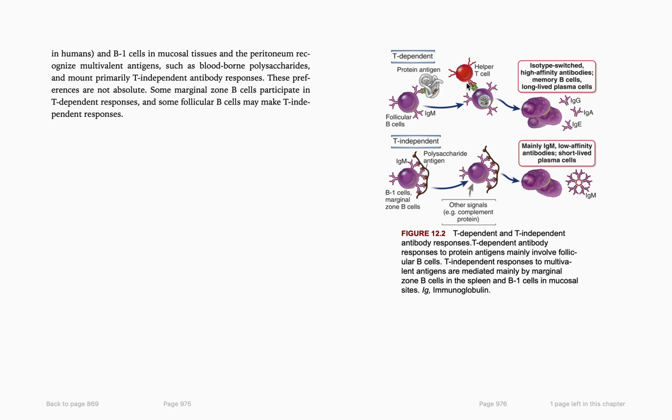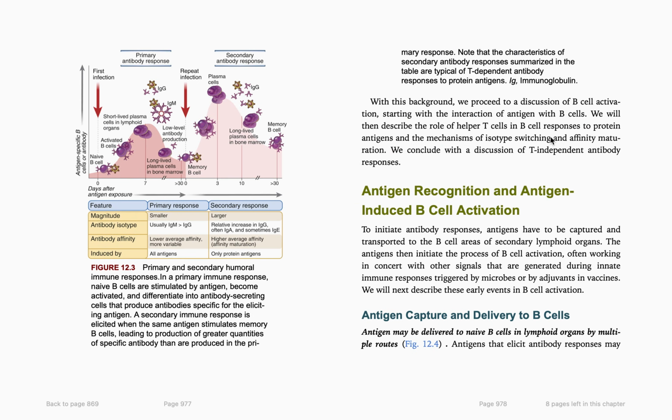Then with the T helper cell, this is dependent. You need the T helper cell. Then comes isotype switching, high affinity antibodies, memory B cells, and long-lived plasma cells. For T independence, the polysaccharide comes and attaches to the B cell. Then the B cell is activated. Then mainly IgM, low affinity antibody, and short-lived plasma cells. So here we are not expecting a lot of long-lived plasma cells and memory cells. There are very few because mostly IgM is maintained.